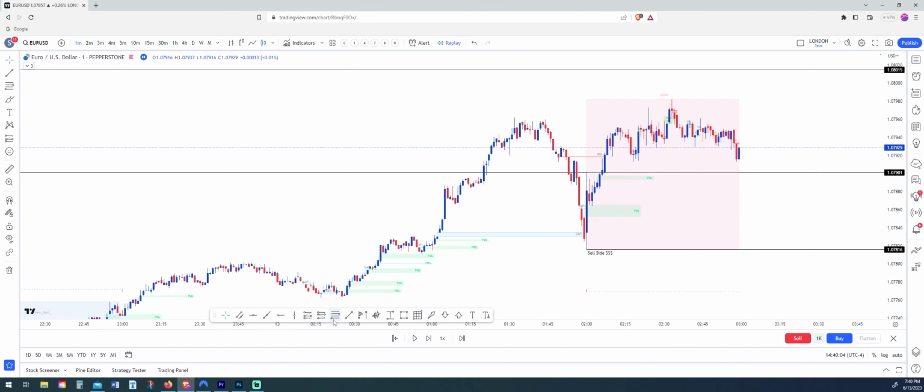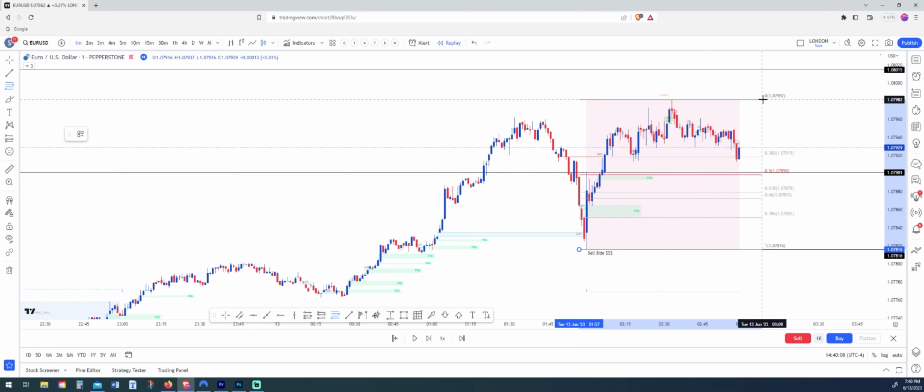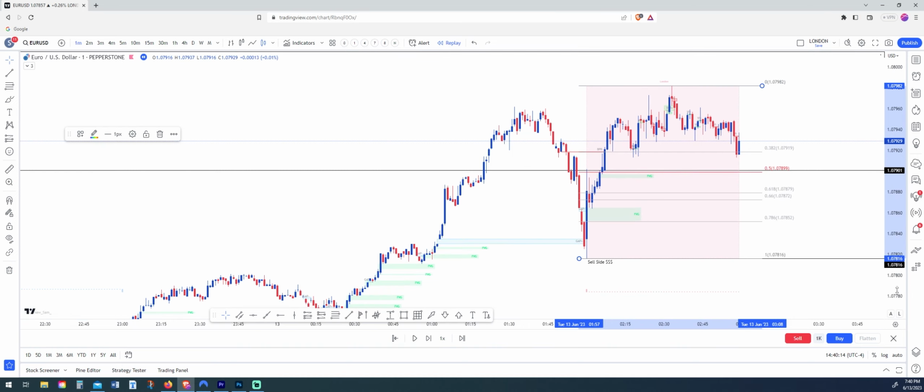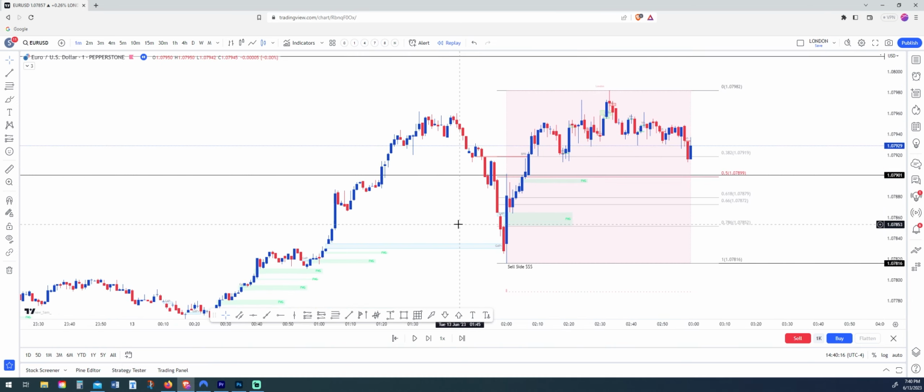I'm just going to mark out as a reference using the fib tool where our optimal trade entry and our premium and discount levels are. This is always interesting when you're looking for a setup for extra confluence. Let's start scrolling through now, see what setup we can get. So our Silver Bullet time in London is from 3 AM New York time to 4 AM New York time.